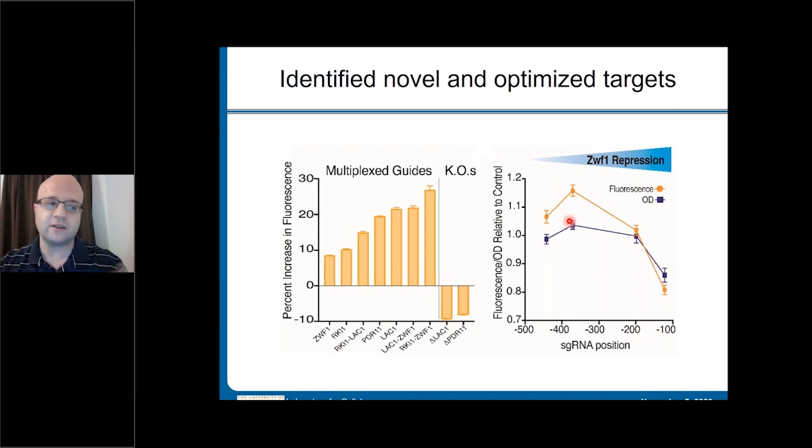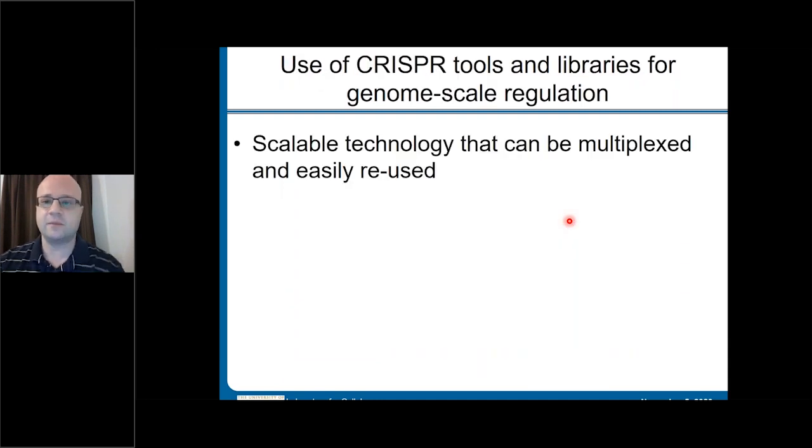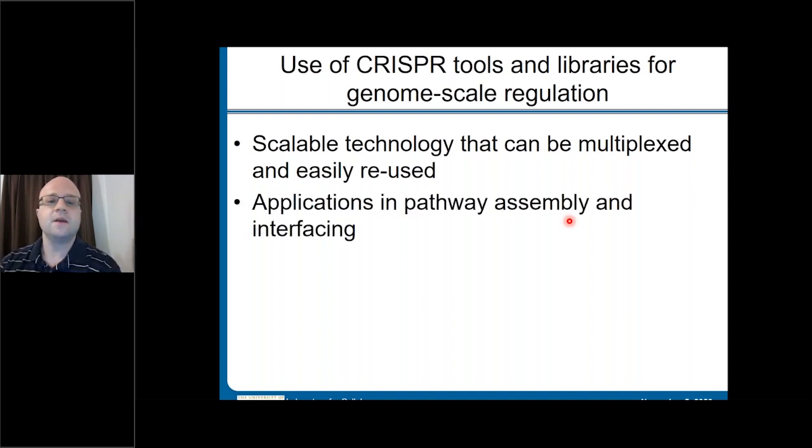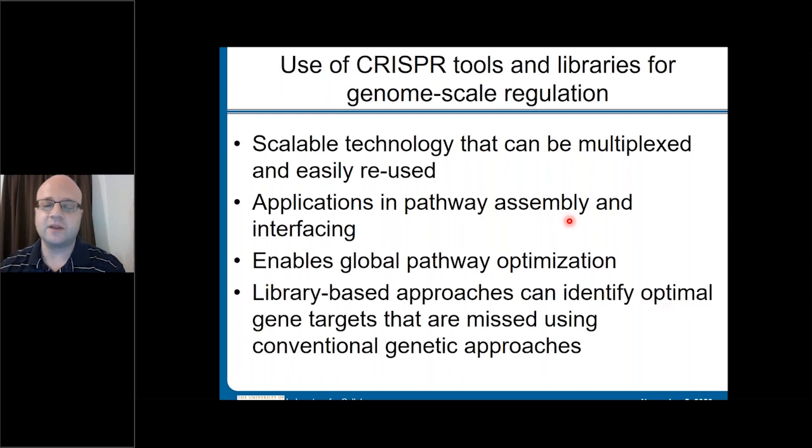So we really showcase through this type of approach and these CRISPR approaches that this is a scalable technology that can be used and multiplexed relatively easily. We can see applications for pathway assembly and pathway optimization. We can get global optimization by doing that. And we can use these approaches to find targets, importantly, that would have been missed using conventional genetic approaches.